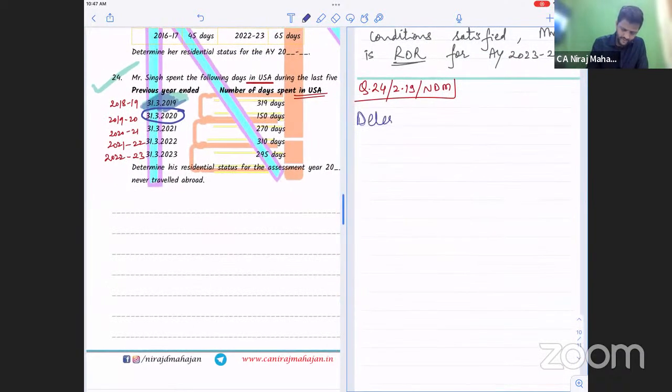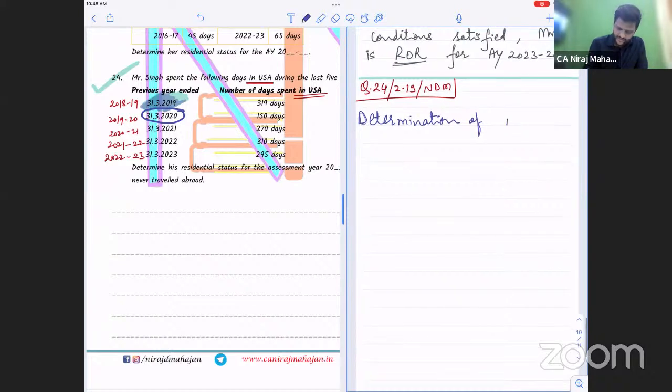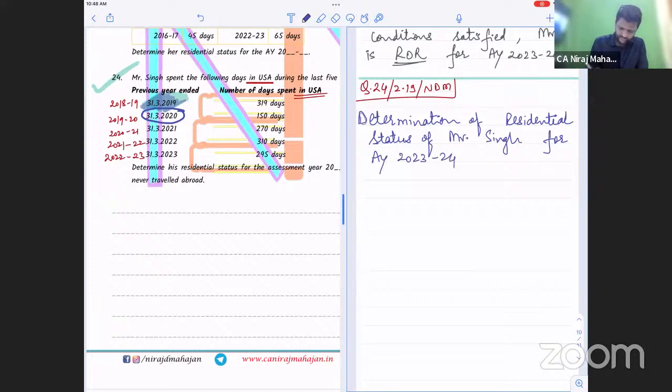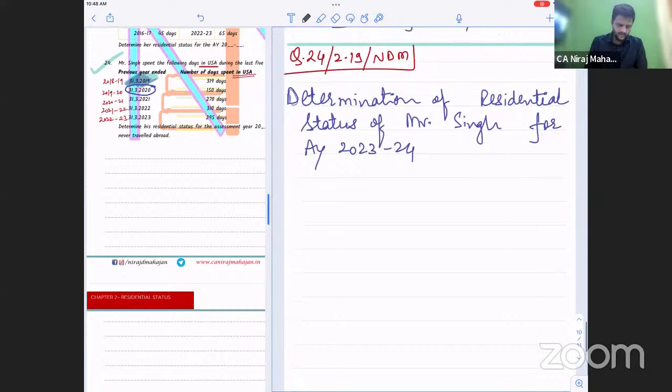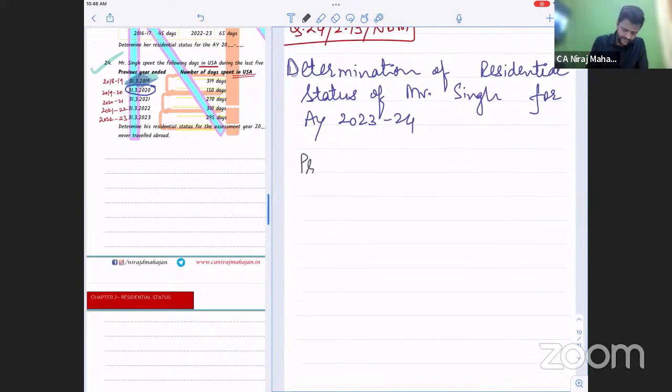First point, determination of residential status, correct or no, of Mr. Singh for AY 23-24. Finally, all of you will go ahead. All right. So we read the number of days, obviously previous year.